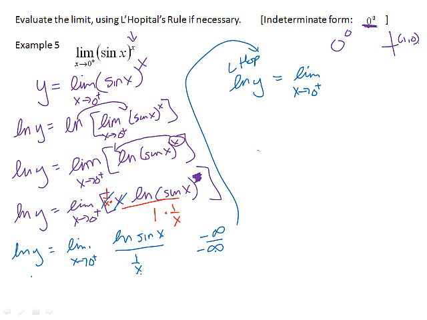What's the derivative of the natural log of sine x? 1 over sine x times cosine x. Notice how I wrote it. I did it that way on purpose. This is technically x to the negative 1 power, so it's the derivative of that. I like the negative.